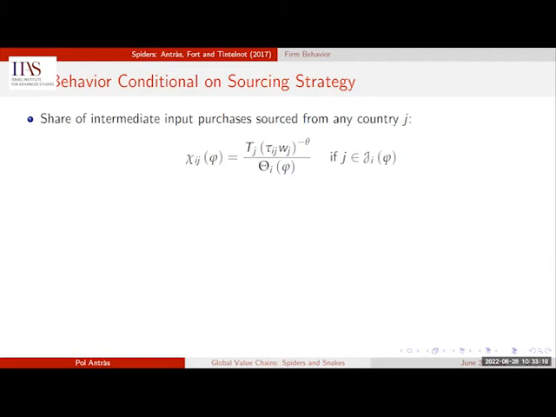And that's relative to all their input purchases. What's the percentage of their input purchases that are originating in J? That's the ratio of two objects. On the numerator, you have the state of technology of country J, trade cost between I and J, and wage in country J. So you're going to tend to buy less from countries with higher wages, more distant countries, or countries that take higher transport costs to bring back to I. You're going to import more from better technology.